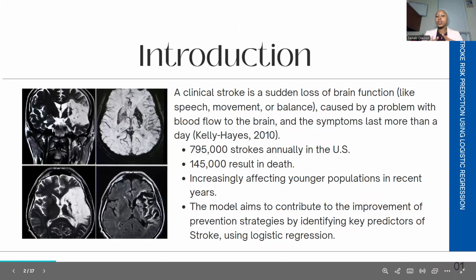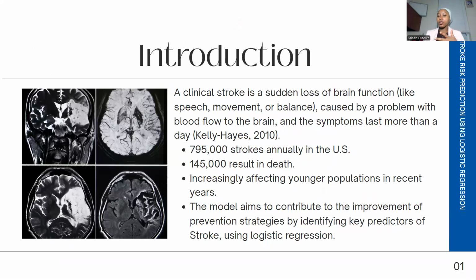Clinical stroke is a sudden loss of brain function, like speech, movement, or balance, and typically the symptoms will last for more than a day. It's caused by a problem with the blood flow to the brain. Recently in the US, there are about 795,000 strokes annually, and 145,000 of those lead to death. Increasingly, it has also started to affect the younger population, which is causing a bigger concern for the country.